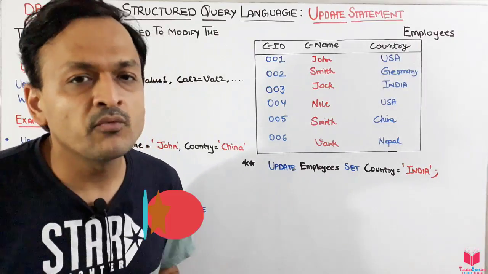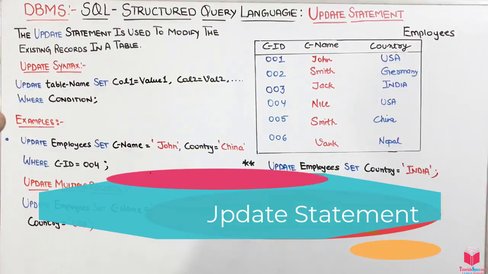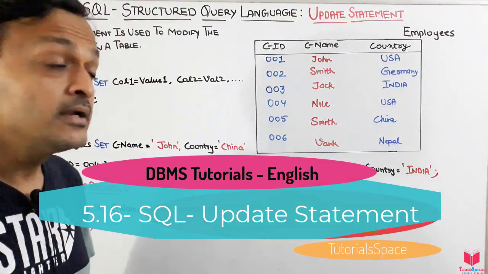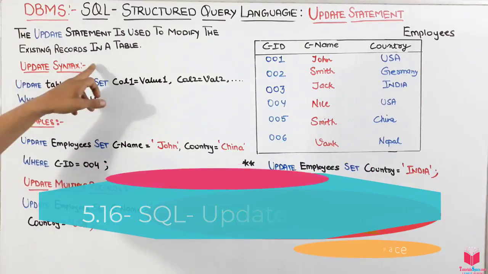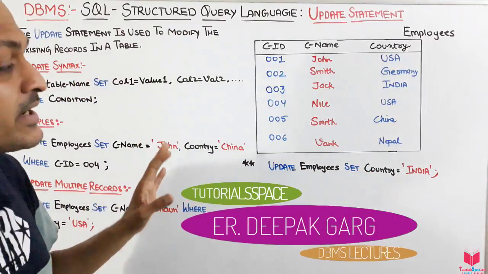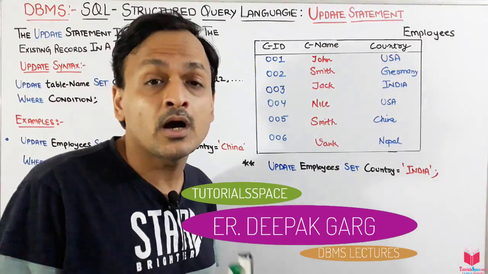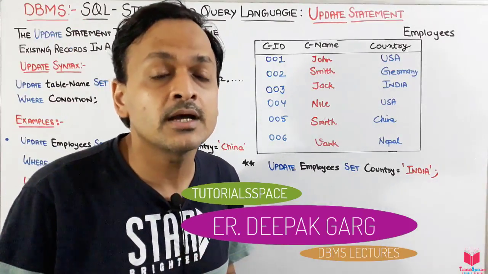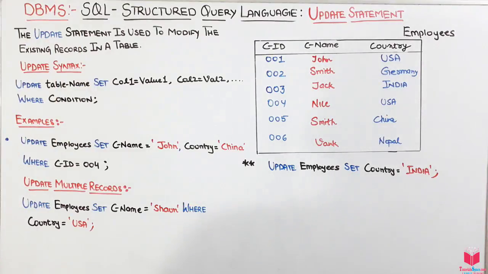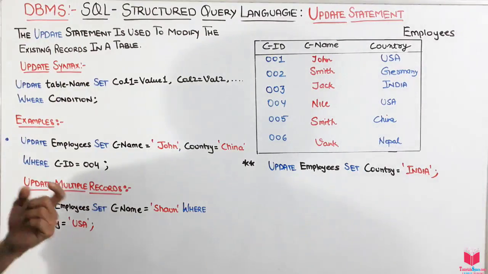Hello guys, today we are going to discuss the update statement, where we will see what exactly the update statement is, what the syntax is, and the different examples, by which we can clear out what the output will be in different ways. Let's see. The update statement is used to modify the existing records in a table.